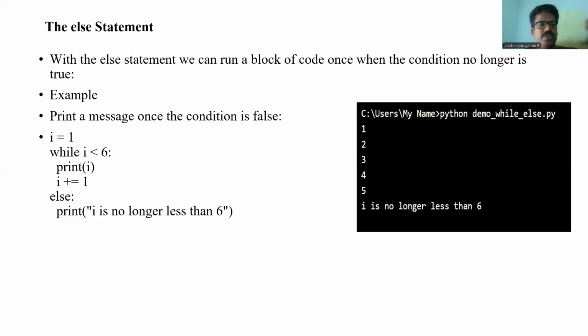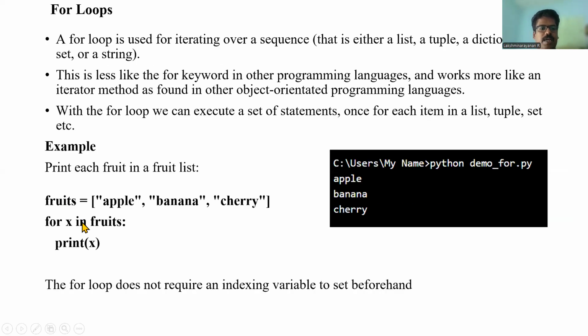The else part in the statement is like this: in looping, either in a for loop or in a while loop, we can use an else part. When the condition gets false, we can give another message in the else part. So this is the use of the else part. And this is the for loop. Here you see the example program for the for loop.